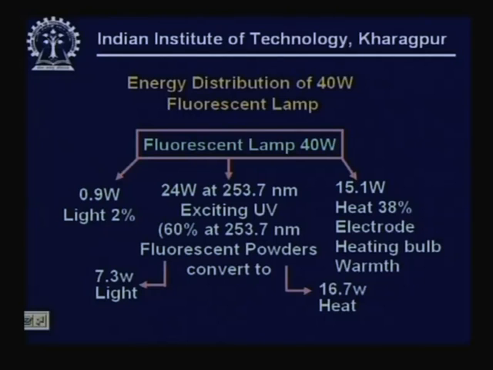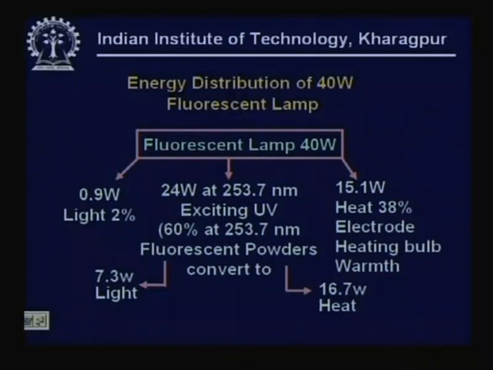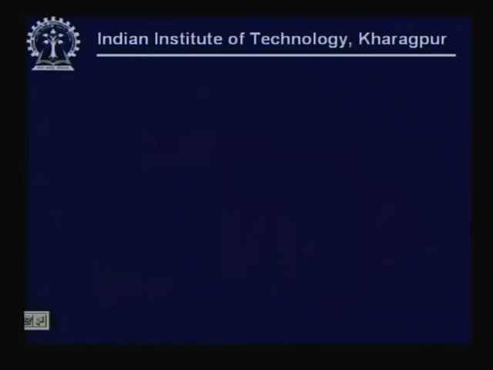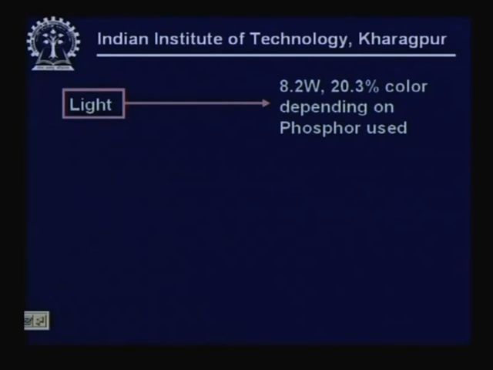That means, what does it mean? If I pump in about 40 watts, 7.3 watts through the fluorescence, about 0.9 watts directly, that is a sum total of about 8.2 watts is what is really converted into the useful light, and close to about 31 watts gets in as heat. But the advantage, remember, if we had used an incandescent lamp, most of it is only through heat that light is produced.